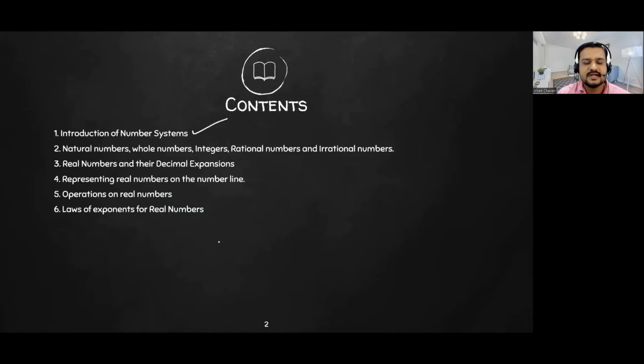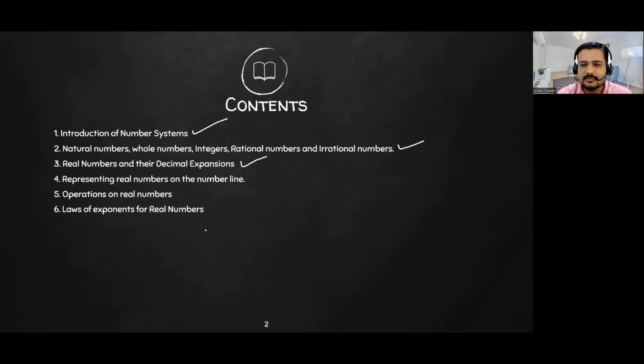Next, we'll study about natural numbers, whole numbers, integers, rational numbers, and irrational numbers. What are the definitions of these numbers? Next, we'll study about real numbers and their decimal expansion. Next, representing real numbers on the number line.